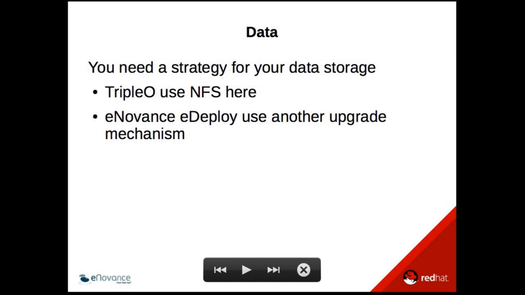And that's not specific to TripleO, but there is still the data issue, because you have to share your data, you have to keep it somewhere. For example, TripleO uses a shared NFS server. But for example, with our tool at Enovance, which is quite similar, we use rsync to preserve the data. So there are different strategies, and I think no one has yet found the best solution.